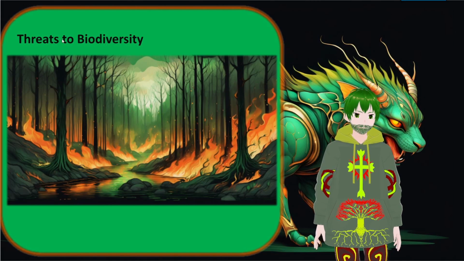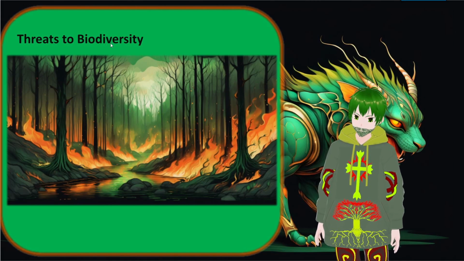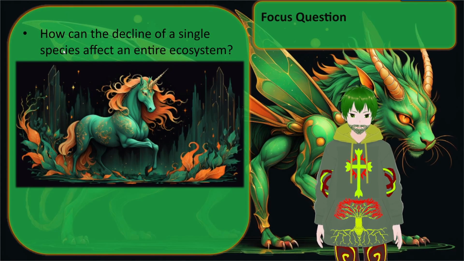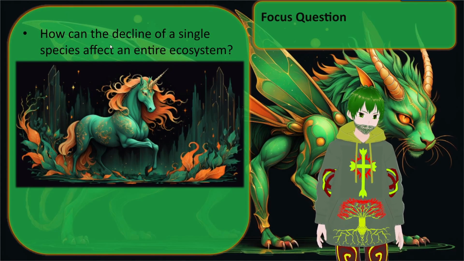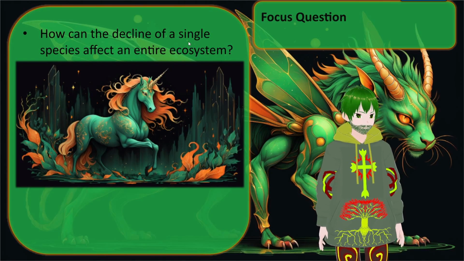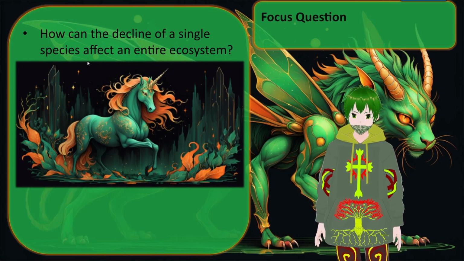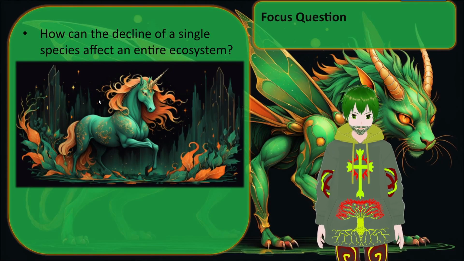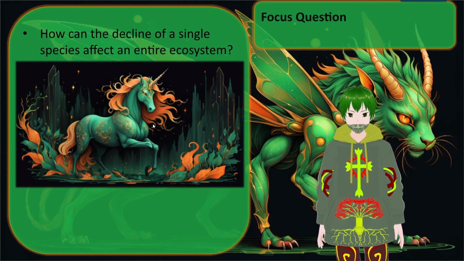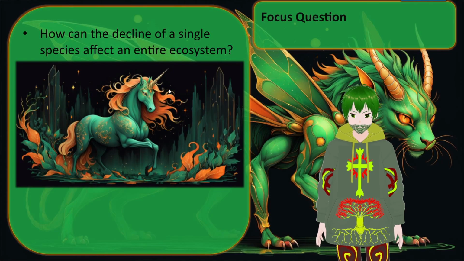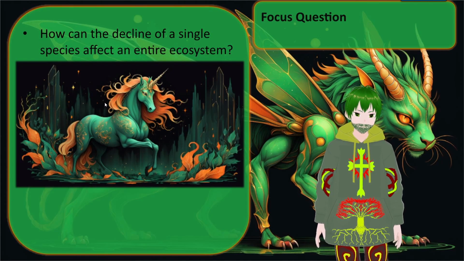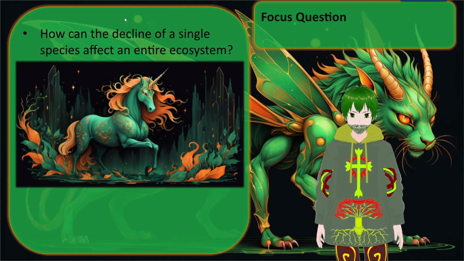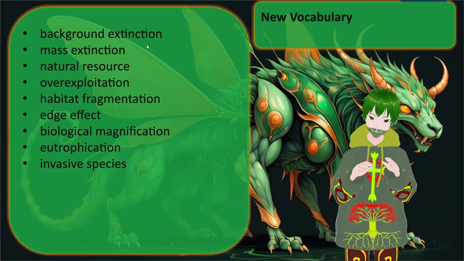Today we're going to be looking at threats to biodiversity. And for this lesson, the focus question is, how can the decline of a single species affect an entire ecosystem? I actually kind of alluded to this in the last lesson, but I've got a nice picture of a happy last unicorn here. And how could the decline of that single species change an ecosystem? It's an interesting question.